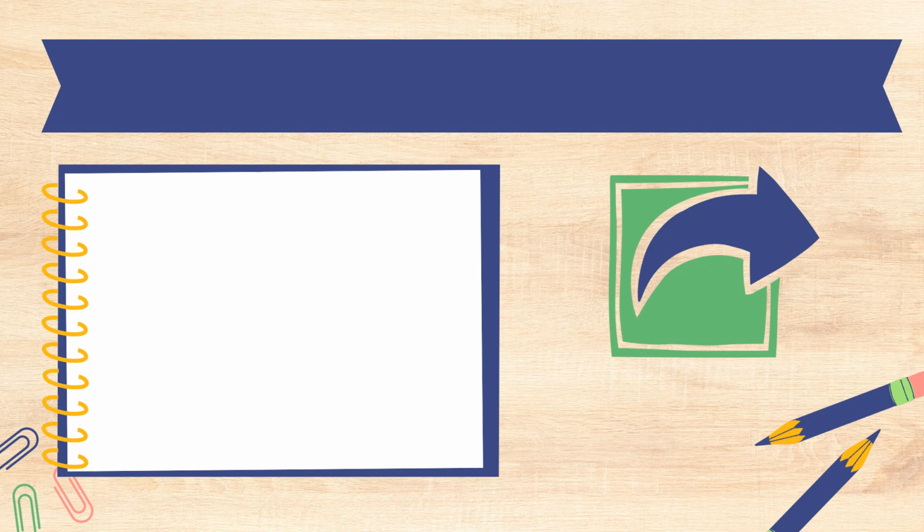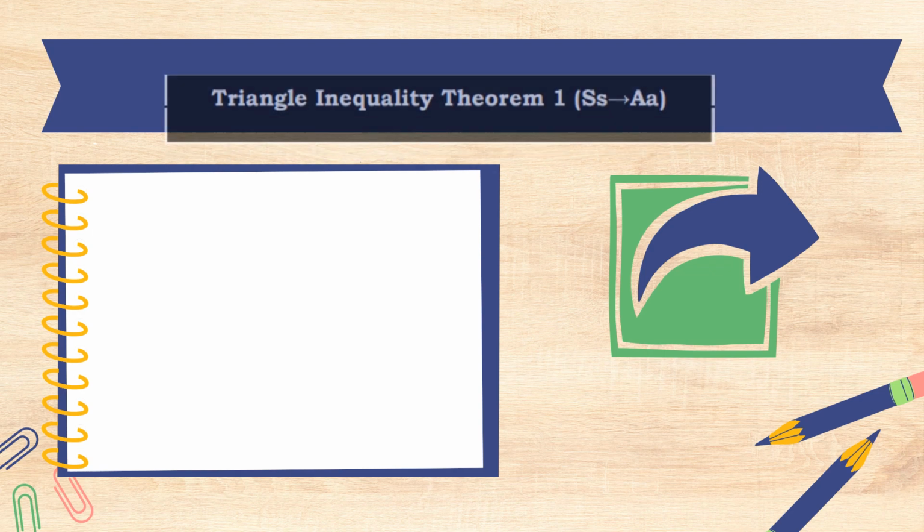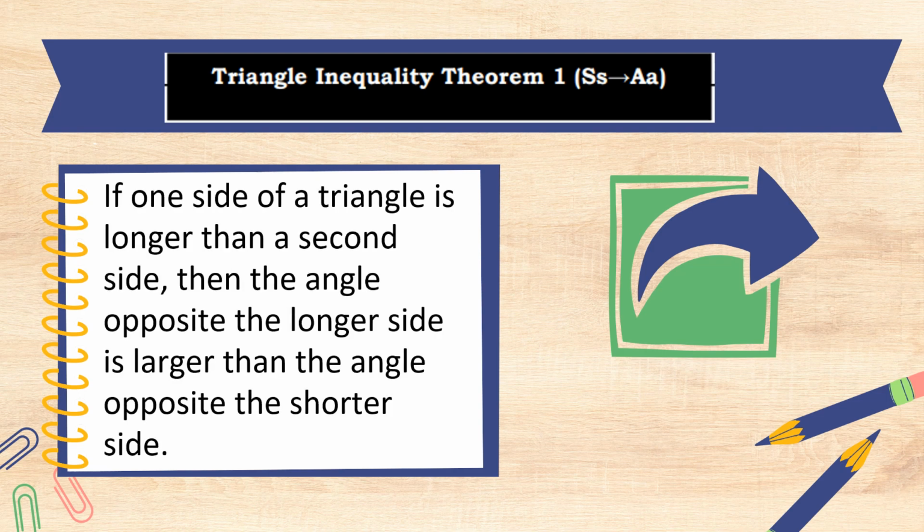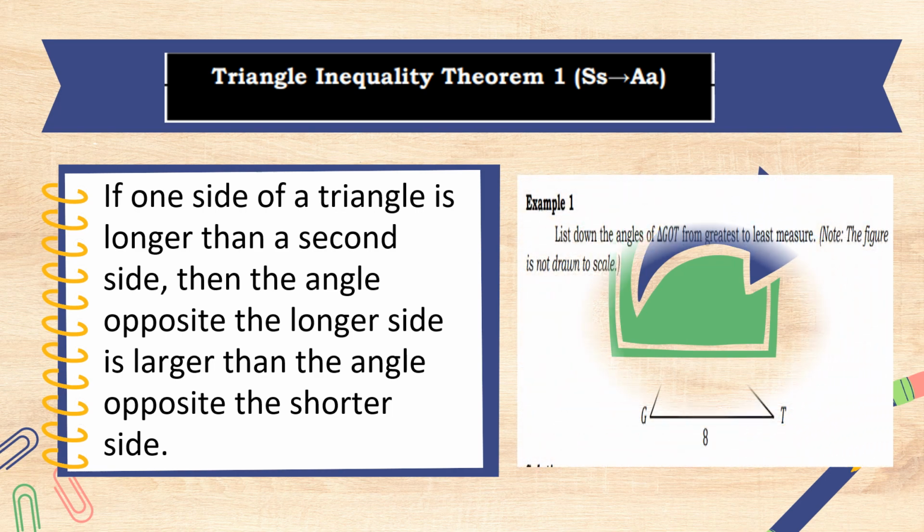To start with, let us have the first theorem, the triangle inequality theorem 1, which says sides to angle. In here, it says that if one side of a triangle is longer than a second side, then the angle opposite the longer side is larger than the angle opposite the shorter side. To discuss it further, let's have example number 1.